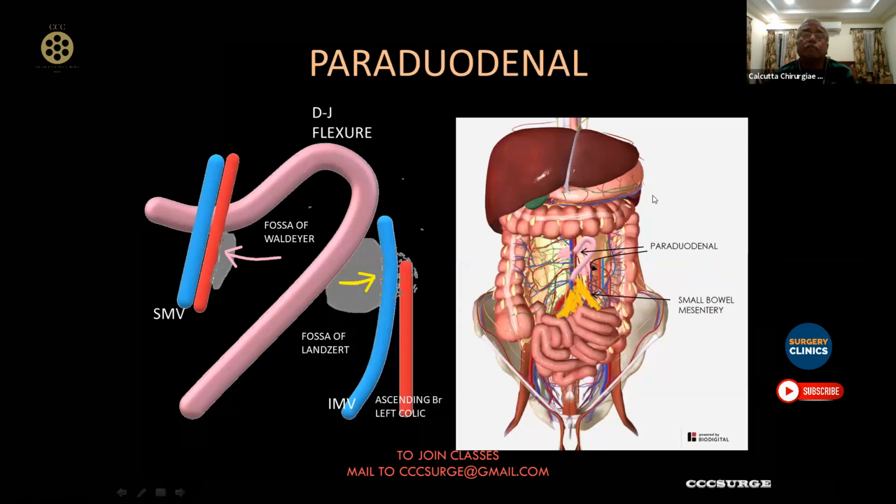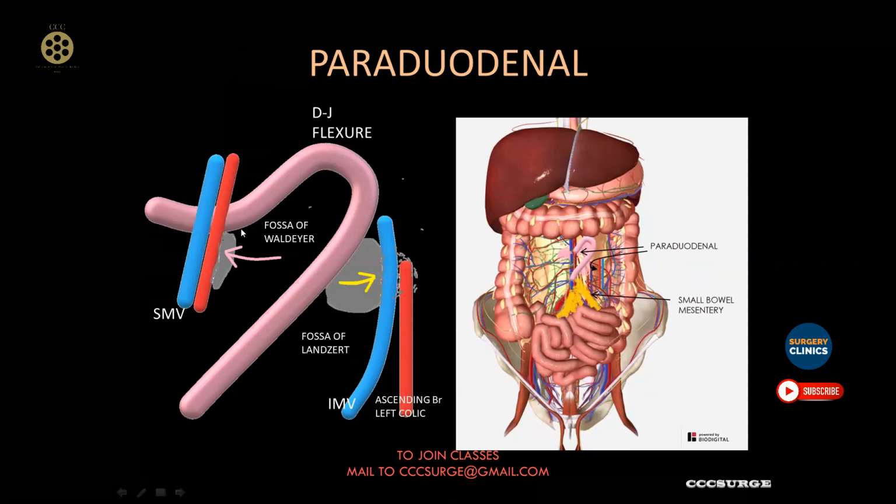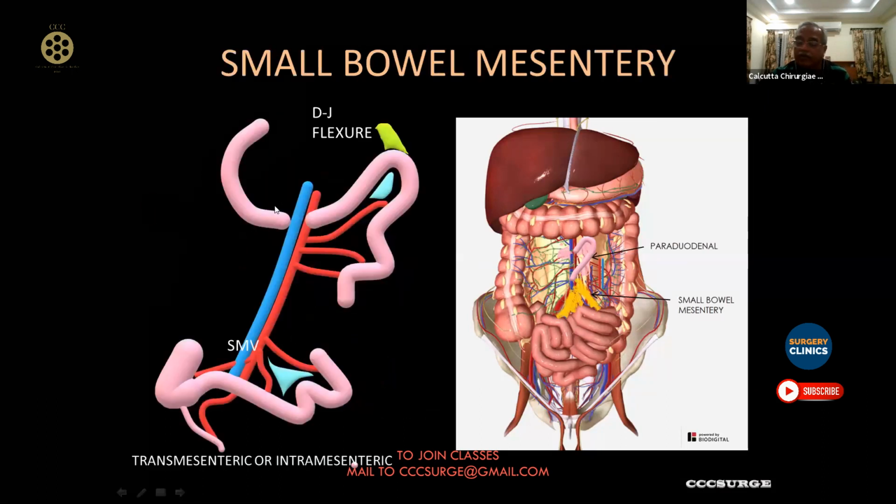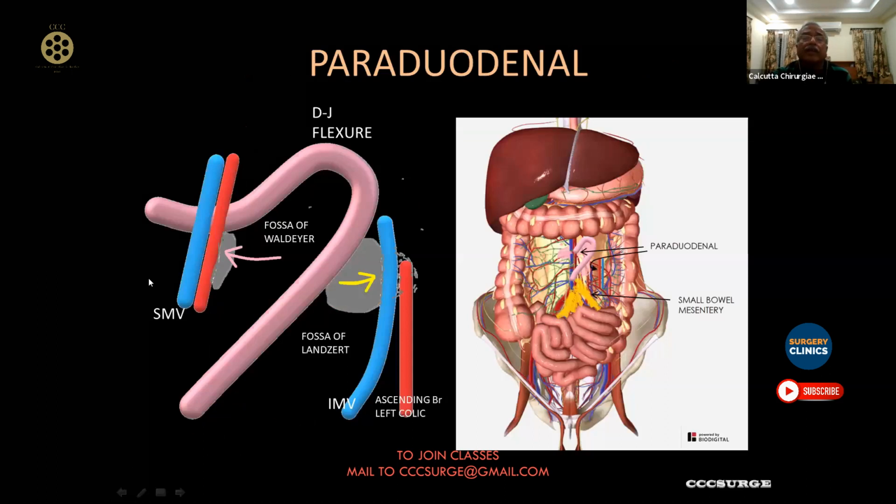Right. So let's look at the paraduodenal. What are the paraduodenal hernias? I'm going to go into specific areas now. There are two types of paraduodenal. You could have a fossa formed below the third part of the duodenum. That's called the fossa of, hang on, sorry. That's called the fossa of Waldeyer, okay?